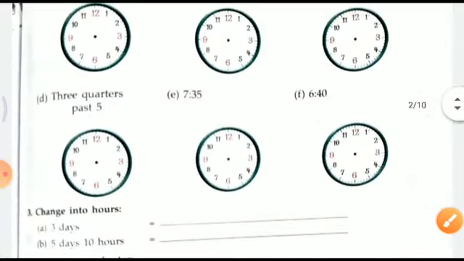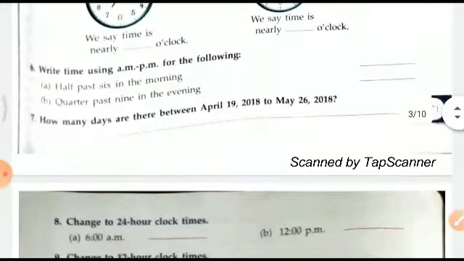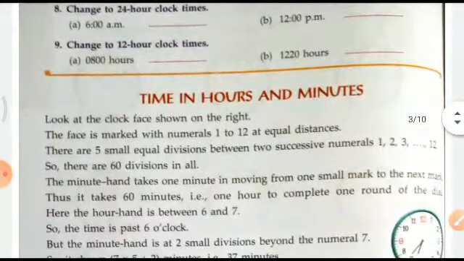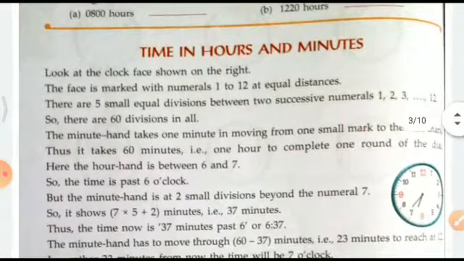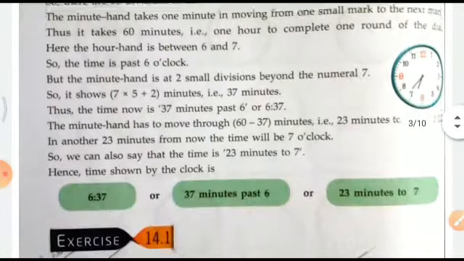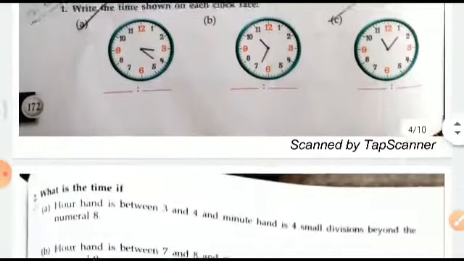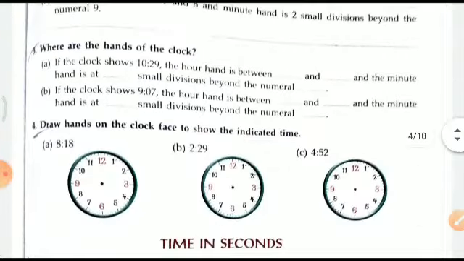Then we also saw how to change days into hours. 3 days is equal to 3 into 24, which is 72 hours. We also saw what are AM and PM and how 24-hour clock times and 12-hour clock times are changed. Then we moved to minutes, and we saw that 1 hour is equal to 60 minutes and how this calculation is done. We also saw where the hands of the clock will be for a given time.